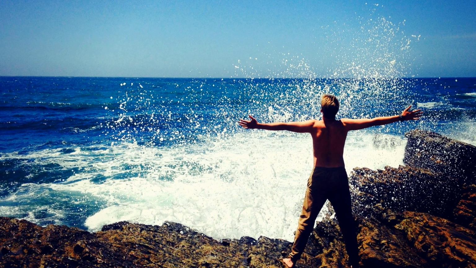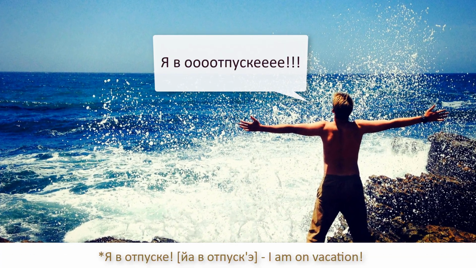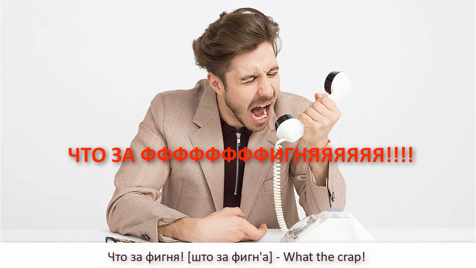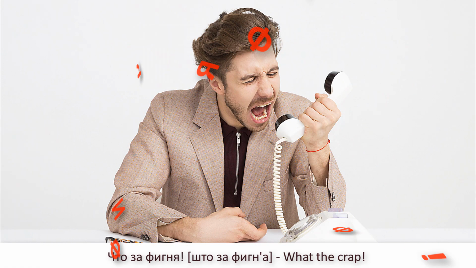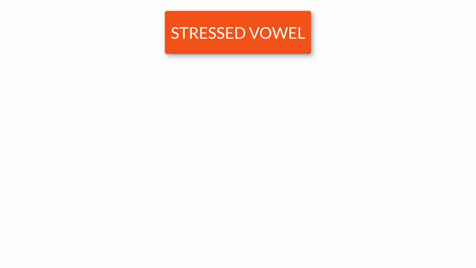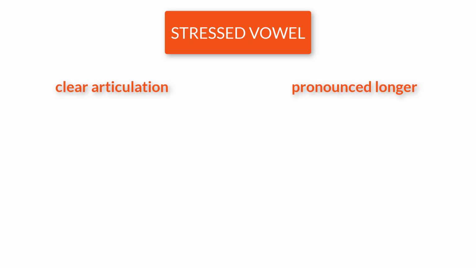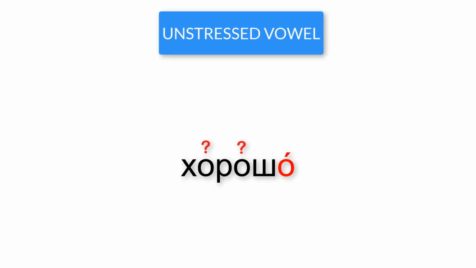Interesting fact. Do you know that when we are happy, we tend to pronounce the vowels longer than usual, and when angry, we try to do the same with consonants. Okay, now we know that we pronounce the stressed vowel with clear articulation and a little bit longer than the other vowels in the word. Хорошо. But what happens to the unstressed vowels?